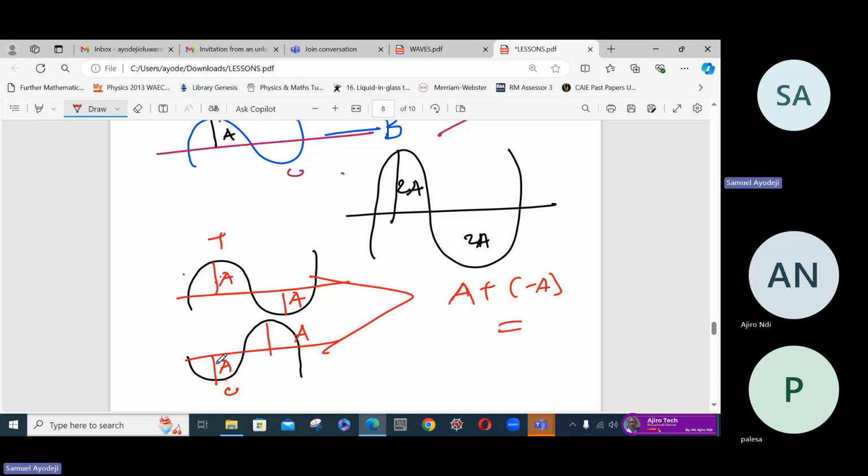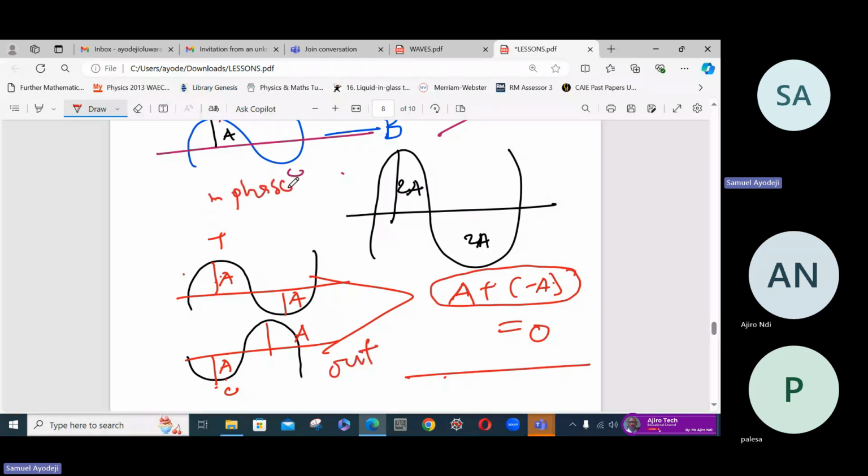This is on the negative axis here. So A plus minus A. Open this bracket. What's it going to give me? Do this mathematics. What's it going to give me? Zero. So that means the resulting amplitude is 0. So that will be the amplitude for this. For this one, you are adding together because both are positive. So this one is out of phase, while this one is in what? In phase. So that's what it means.